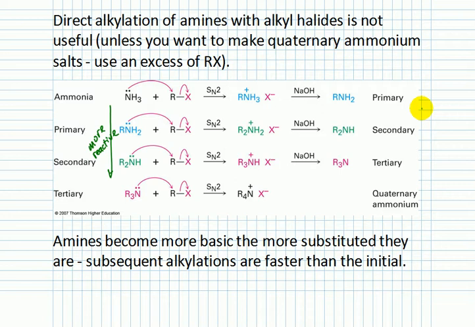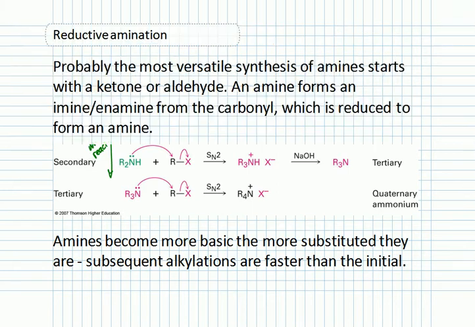So the only thing this is useful for is if we want to make a quaternary ammonium compound, where I want to have 4 R groups on that N, in which case we just use excess of the alkyl halide. Use plenty of that around and we'll exhaustively alkylate an amine. They become more basic, the more substituted they are. Subsequent alkylations are faster than the initial alkylation. So don't just expect to use NH3 with some alkyl halide to get a single alkylation. You can't, it doesn't stop.